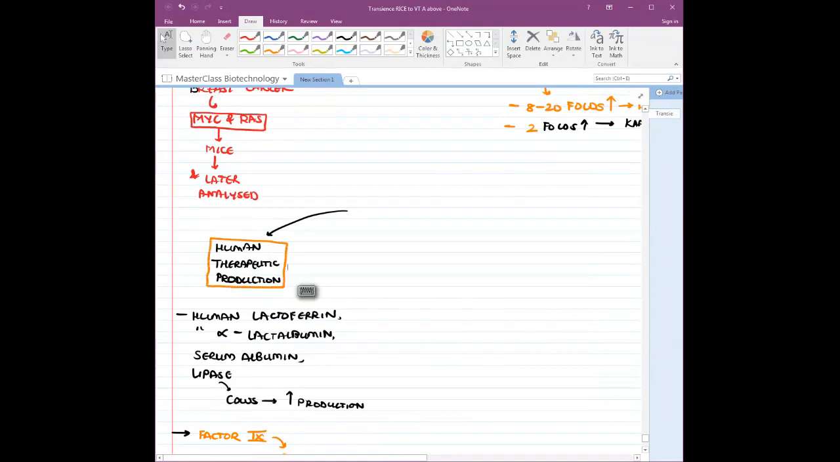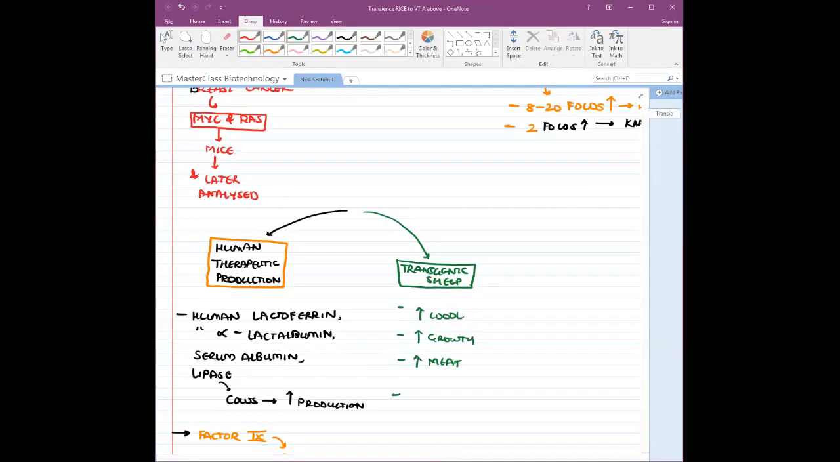Okay, next thing, we are going to make use of transgenic sheep. So what are these sheep going to be used for? We are producing transgenic sheep so that we can get increased wool production, increased growth, increased meat, etc. Along with this, how are we going to increase the production of wool? What we generally do is take bacterial genes.